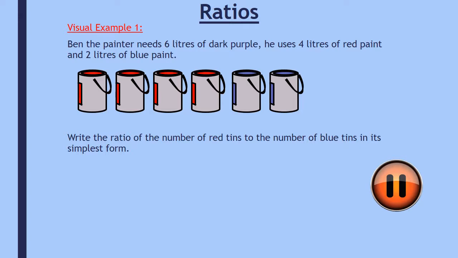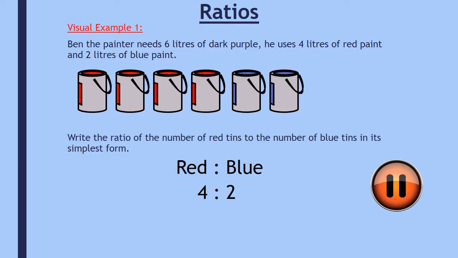Ben the painter needs 6 litres of dark purple paint, but he's going to have to use some red and blue paint to help him make his purple paint. He uses 4 litres of red paint and 2 litres of blue paint. Write the ratio of the number of red tins to the number of blue tins in its simplest form. So here, that's quite easy. That's a ratio of 4 to 2. Now, can we simplify that ratio?